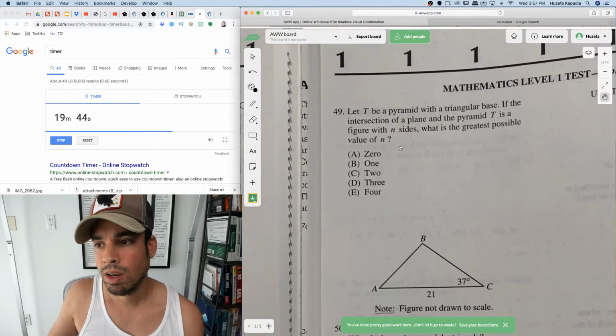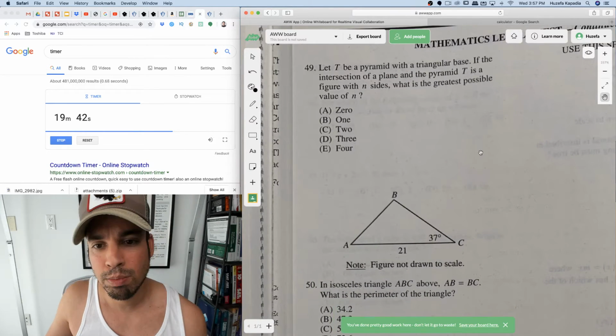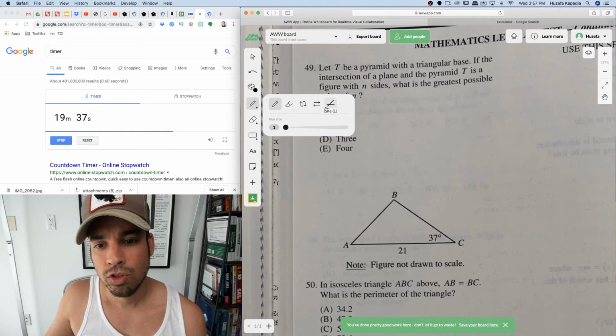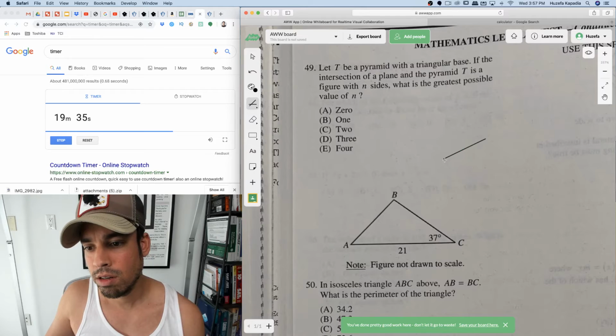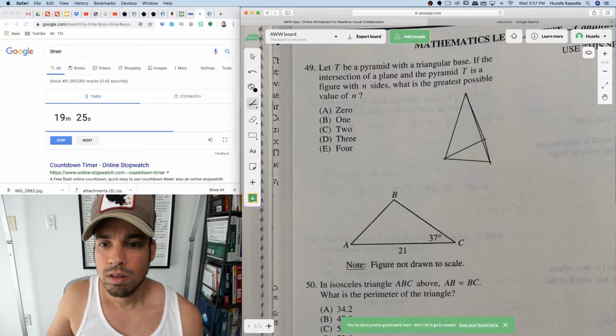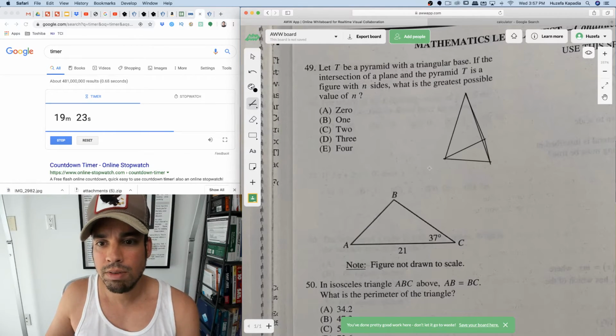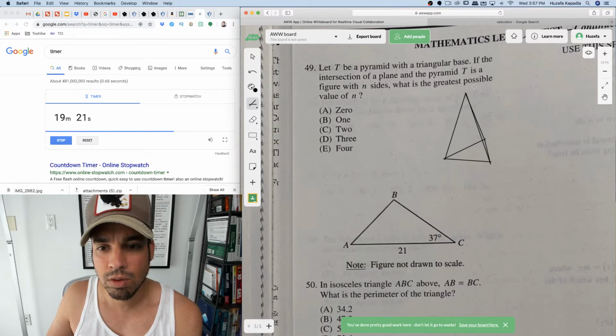Okay. Last two, and we've got 19 minutes to burn. Let T be a pyramid with triangular base. Let's try and draw this out. Triangular base and a pyramid. It looks like this. Okay. If the intersection of a plane and the pyramid T is a figure with n sides, which is the greatest possible value of n?